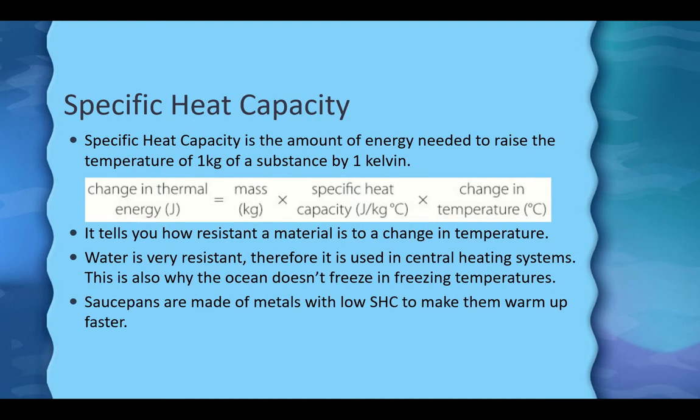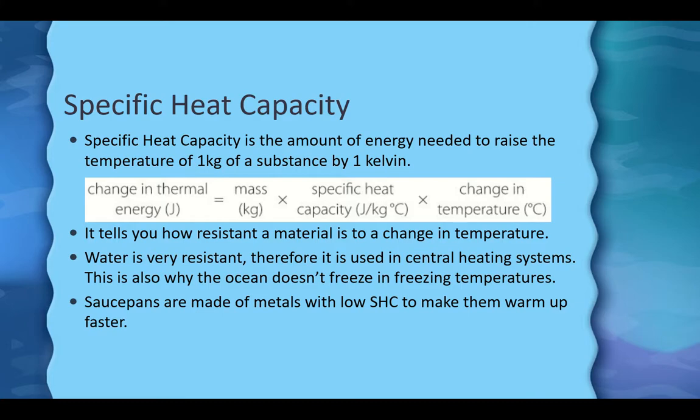And then you have specific heat capacity, which is the amount of energy needed to raise the temperature of 1 kilogram of a substance by 1 Kelvin. So the way you can figure it out is that change in thermal energy is mass times specific heat capacity times change in temperature. And you can see specific heat capacity is in joules over kilograms times Celsius. So that's another way you can remember the formula, if you're figuring out the specific heat capacity.